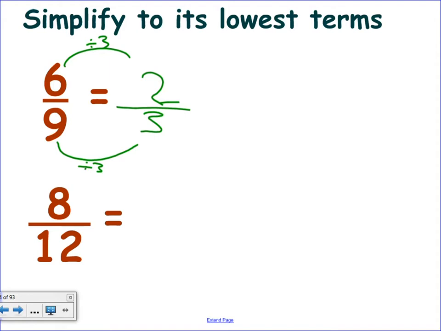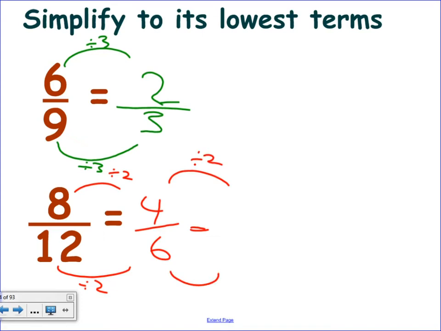Let's do the bottom one then. Let's do it in stages, right? What's the first stage I could do? What goes into the top and the bottom? 2, because they're both even numbers. And we learnt last week, even numbers are always divisible by 2. So it becomes, if I divide by 2, 4 over 6. Do we stop there? No. Because both even numbers again. So we do it again. Divide by 2, divide by 2, and it becomes... Happy? Same fractions. Good. Everyone happy with equivalence and simplifying?